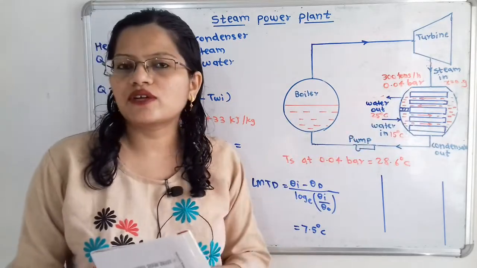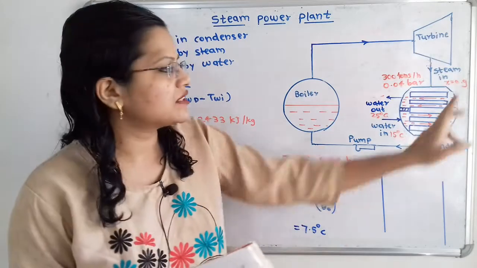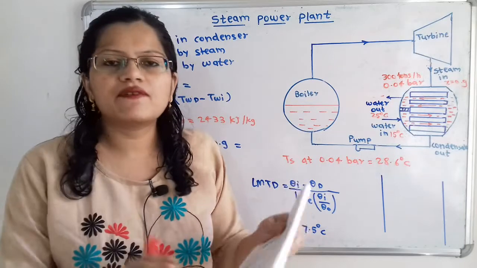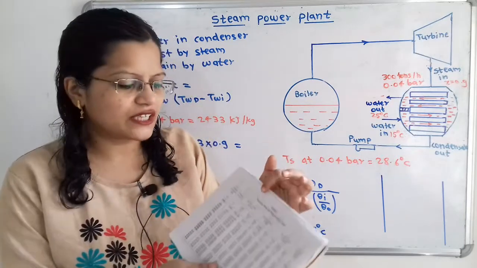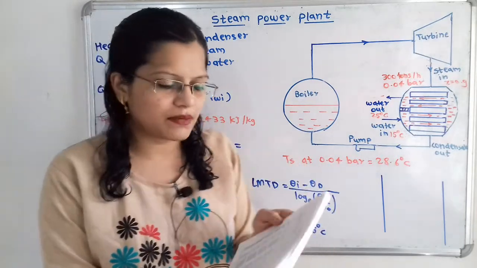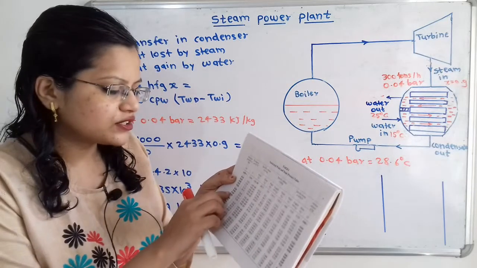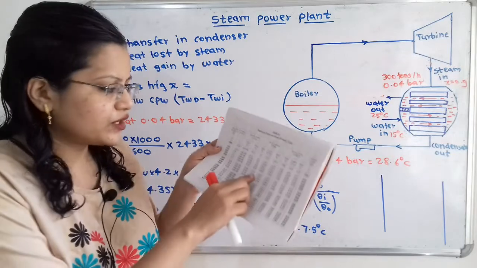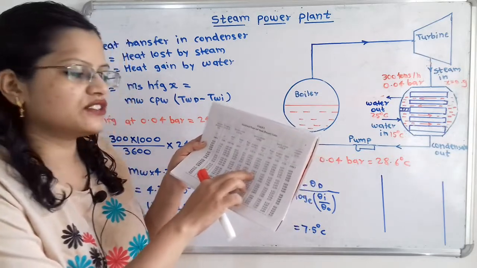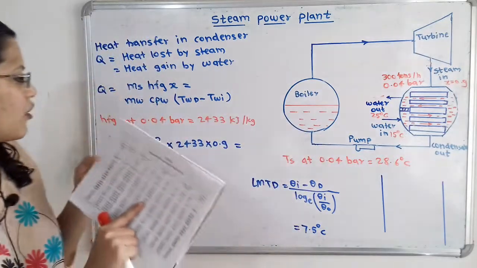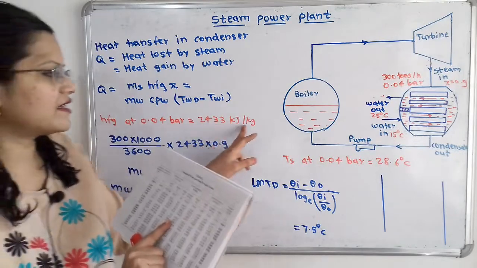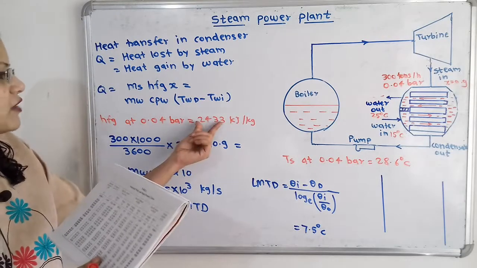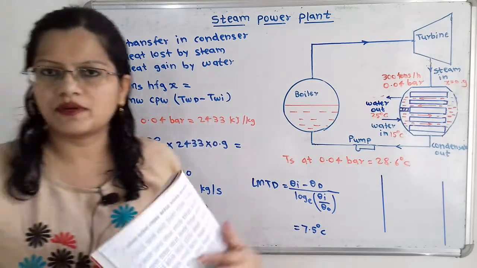Now why are we going to find this hfg? Because here the value of x is already given. So for that we will refer to the pressure table. There is the saturated water and steam pressure table, and at 0.04, if we observe, what is the value of hfg? Here hf, hfg and hg values are given. So the value of hfg is 2433 kilojoule per kilogram. We will mention this value, that is 2433 kilojoule per kilogram.